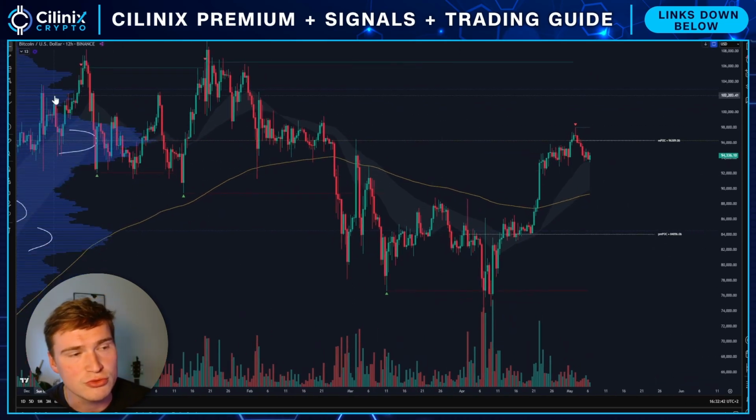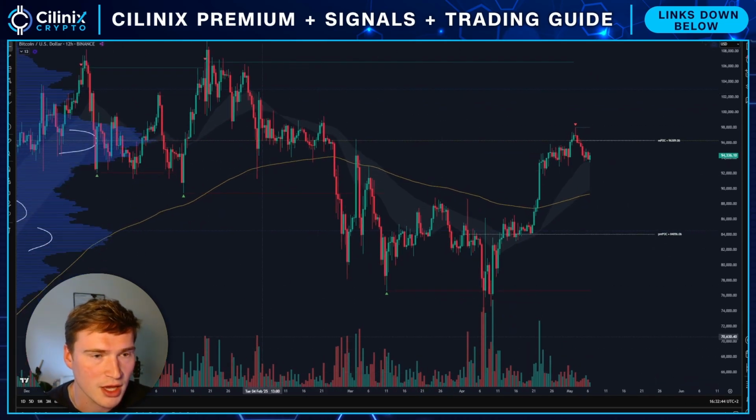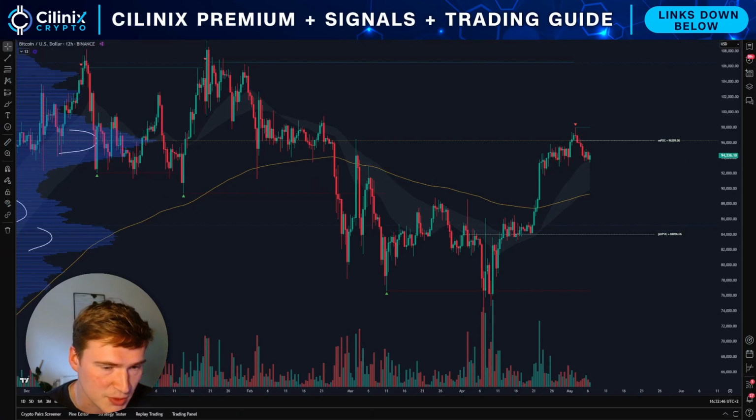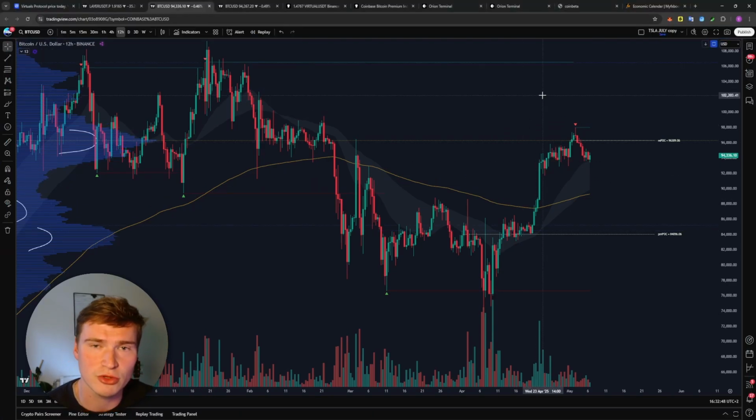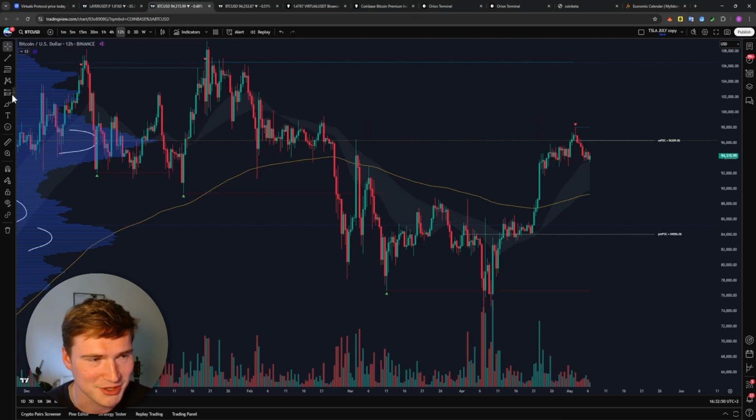And then you can also use, if you go to TradingView, here to the left, which I'll disable the overlay.